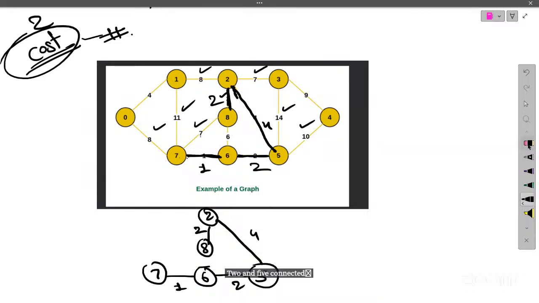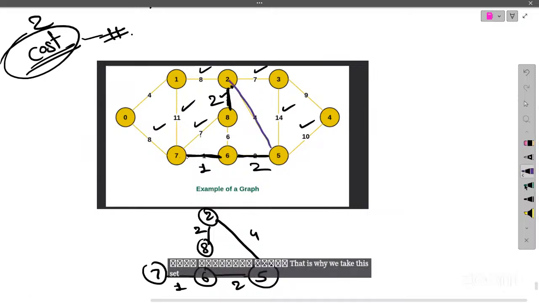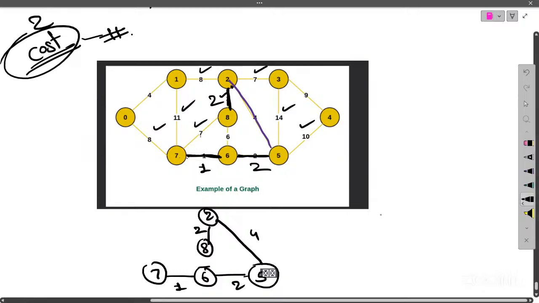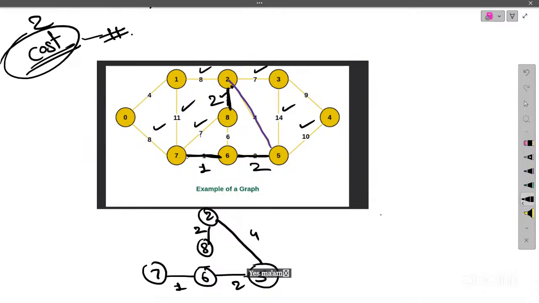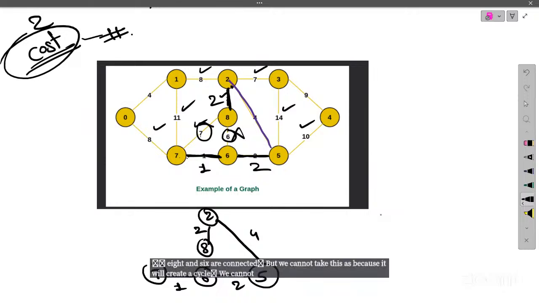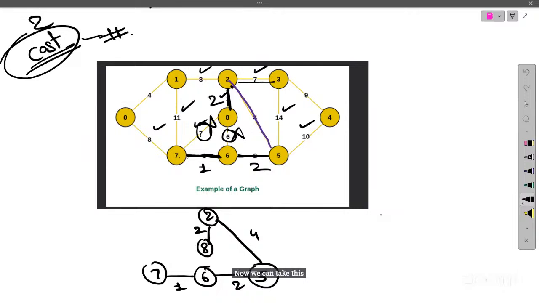Vertices 2 and 5 are connected by an edge with cost 4. We take this edge, right? Now, 8 and 6 are connected, but we cannot take this edge because it will create a cycle. We cannot take this edge either, it will create a cycle. Now we can take this edge, 2 and 3. So we'll take 2 and 3 with cost 7.